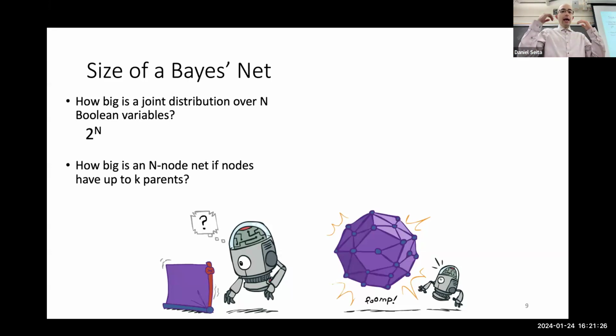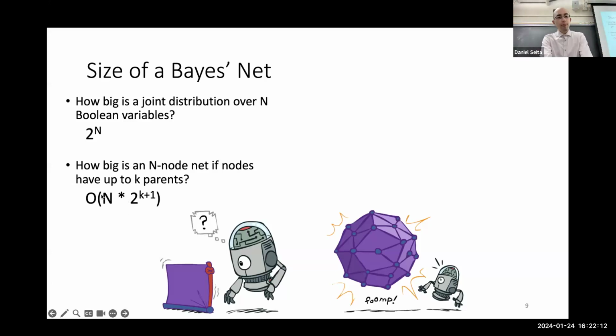So what about a Bayes net if the nodes have up to k parents? So what would be the size of that? I'll let you think about it for a few seconds. Yeah, so here you can argue that the size is O of, no, that's big O notation and computer algorithms and stuff. So it's on the order of n times 2 to the k plus 1 power.